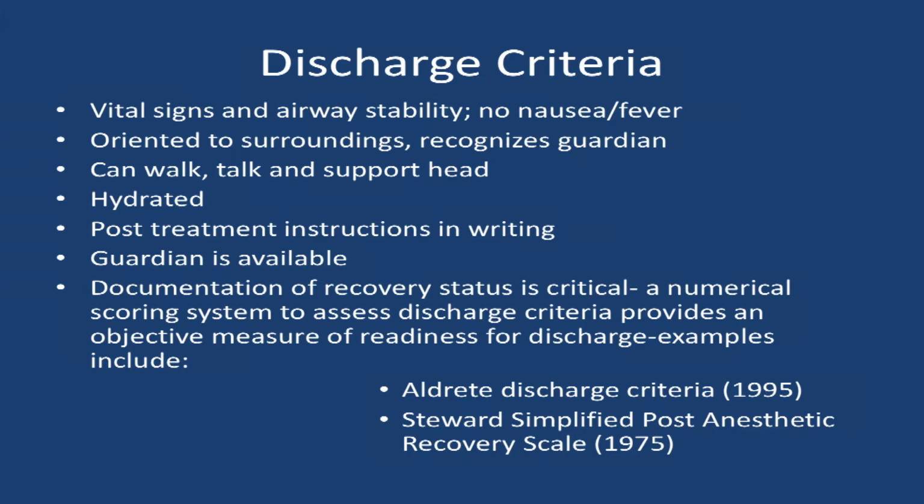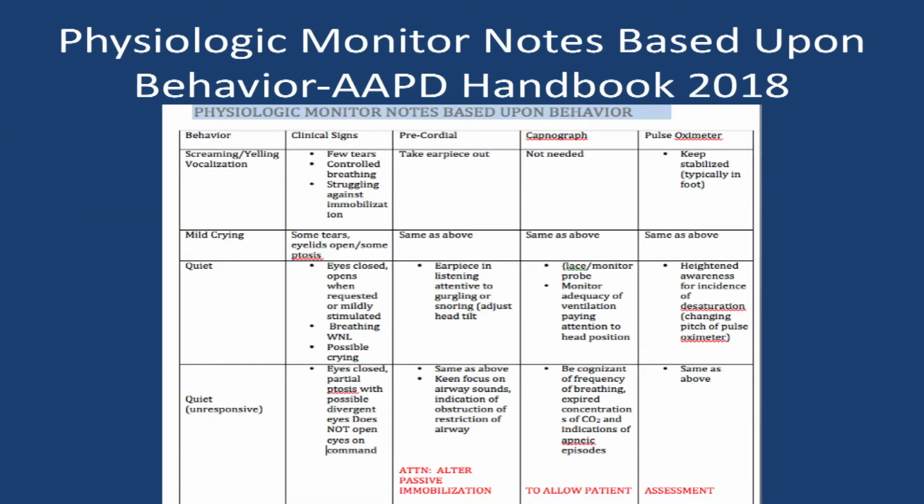A numerical scoring system to assess discharge criteria provides an objective measure of readiness for discharge. Examples of discharge criteria are the Aldrete discharge criteria, developed in 1995, and the Steward Simplified Post-Anesthetic Recovery Scale, developed in 1975. So it's important to use objective criteria that tell us that the patient is recovered, and recovered well, and ready to be discharged at home.